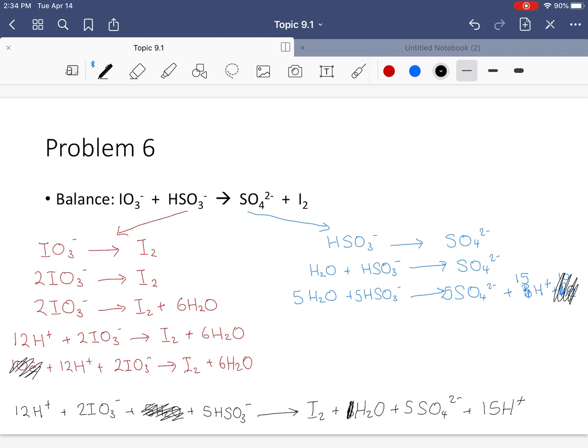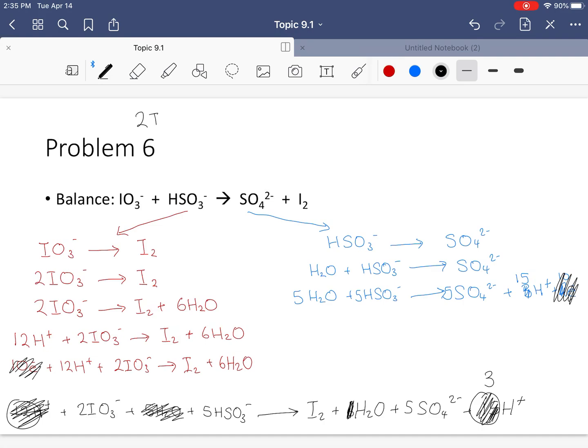Do you see anything else? Yeah, I see it too. Hydrogen. There's 12 hydrogen here and 15 hydrogen here. Well, goodbye 12 hydrogen. Goodbye 15, and you're left with 3. Anything else? Nope, I don't see anything.